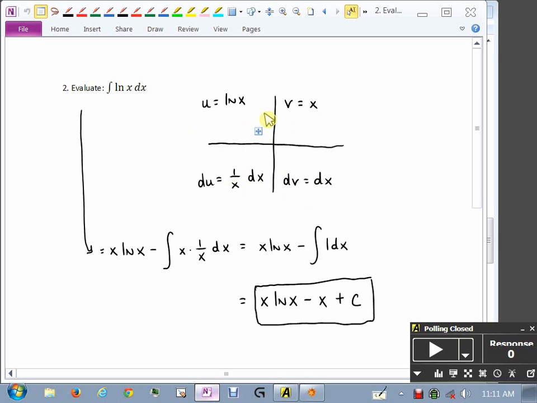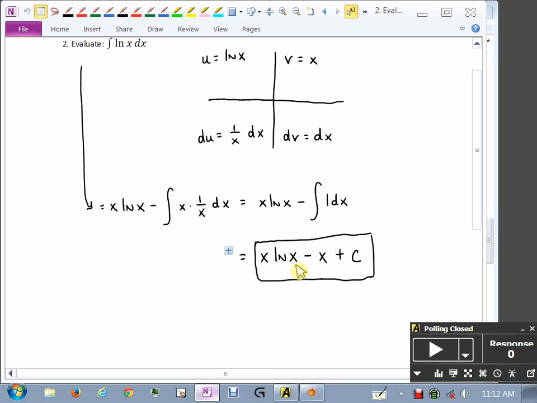And that's great because when you do uv, these two multiplied, you get just x natural log x minus integral. Look at what happens. X times 1 over x is 1 dx. So these cancel out. You get x natural log x minus the antiderivative of 1 with respect to x, which is just x. So you get this.